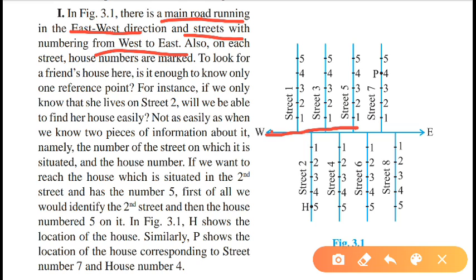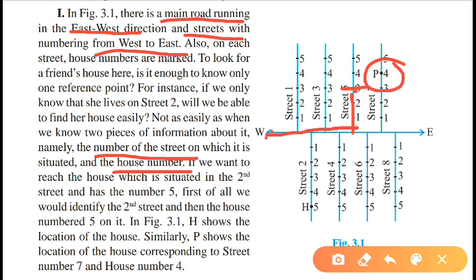Now what thing is being needed? Along with the street number, we need the house number. So along with the number of the street, we need the house number to locate the position of your friend. So suppose he is living on street number 5 and the house number is 3. So we are able to reach the house of our friend. Similarly, whenever we have to locate the house of any person, like in this case the house of person P, the position of P can be located easily.